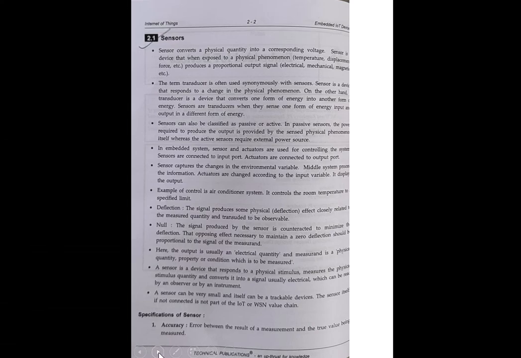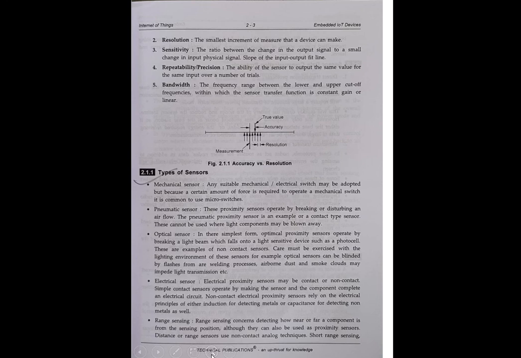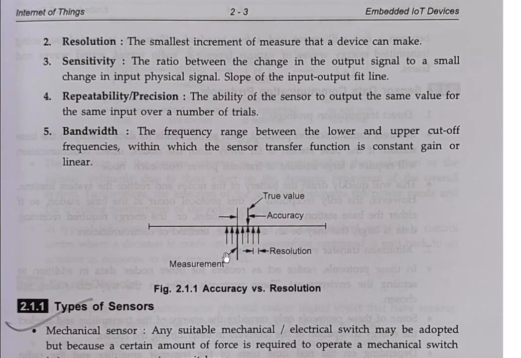Okay, so some specifications of sensors are there. First is the accuracy, then second is the resolution. The smallest increment of measure that a device can make is called the resolution of that sensor. Sensitivity is the ratio between the change in the output signal to the small change in the input physical signal, the slope of the input output fit line. Fourth one is repeatability or precision, the ability of a sensor to output the same value for the same input over a number of trials.